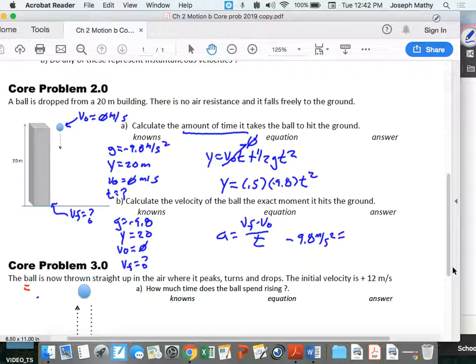Final velocity, well, that's our unknown. Our initial velocity is 0 meters per second. And then we can use the time from up here. Whatever time we get up here, we're going to drag it down into that one. There, that's a simple, quick way to solve these out.